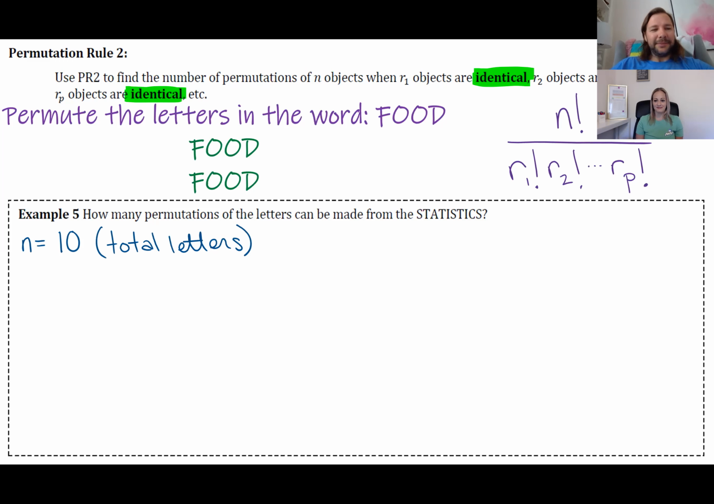Sure. Okay. Yeah, that seems right to me. Okay, so for example 5, do you want to do this one, Karen? Yeah, so it says how many permutations of the letters can be made from the word statistics.